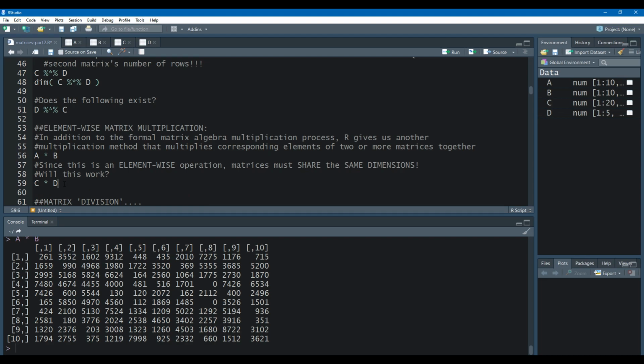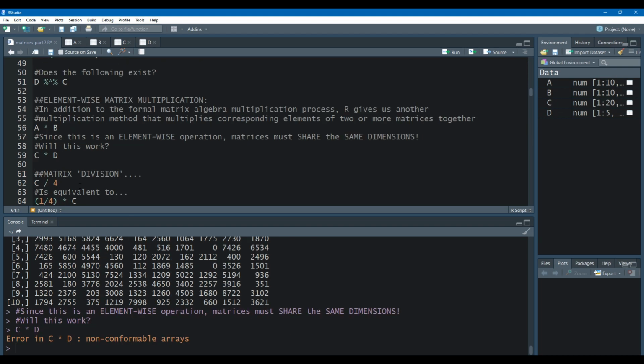So let's see if this works with matrices C and D. We know that these are of two different dimensions, so will an element-wise operation work on this? Absolutely not. Because they're of different dimensions, we can't perform an element-wise operation, so that's why we get this error. They're non-conformable arrays. And when it says arrays, it's just being general. A matrix is a two-dimensional array. There are three-dimensional arrays, four-dimensional arrays, so a matrix is a specific form of array.